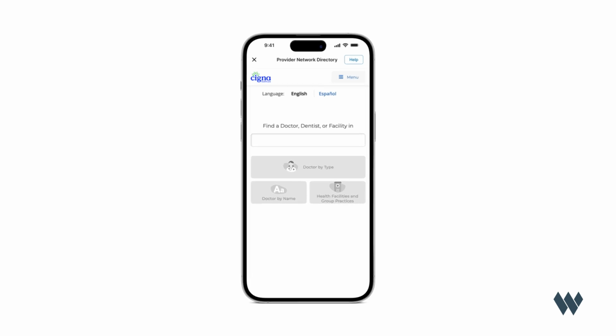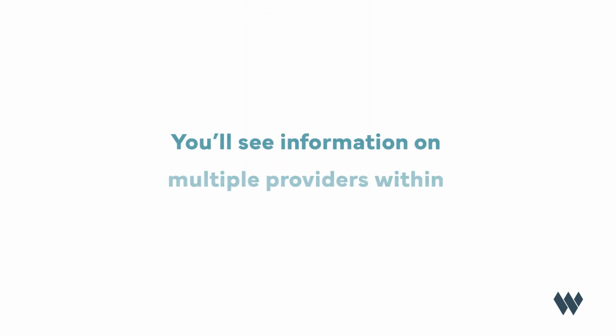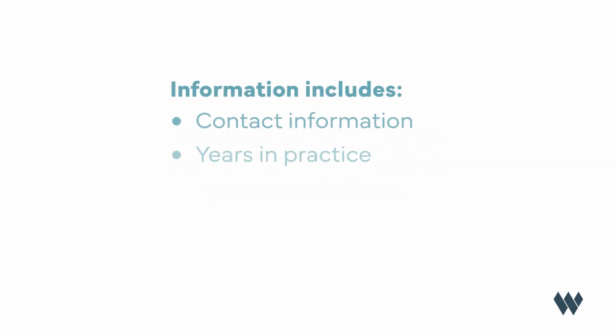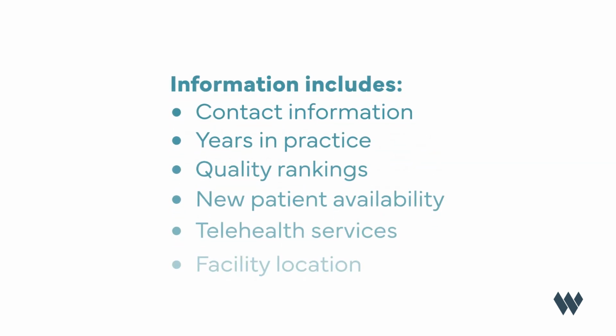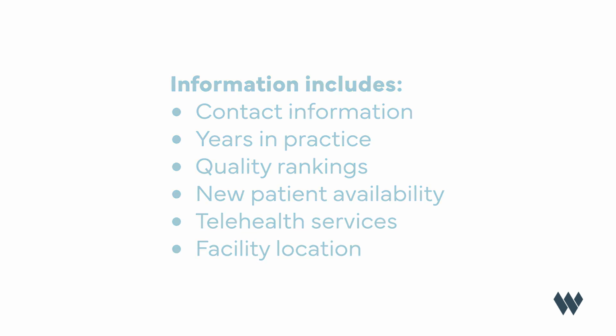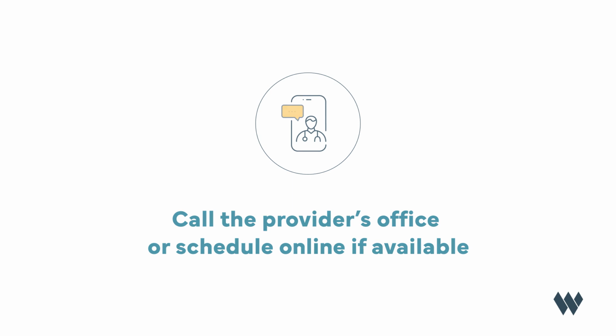Then choose one of the icons to narrow your search by doctor by type, doctor by name, or health facilities and group practices. You'll see information on multiple providers within your search filters, including contact information, years in practice, quality rankings, new patient availability, telehealth services, and facility location. Once you've located a provider that meets your needs, call the provider's office or schedule online if available.